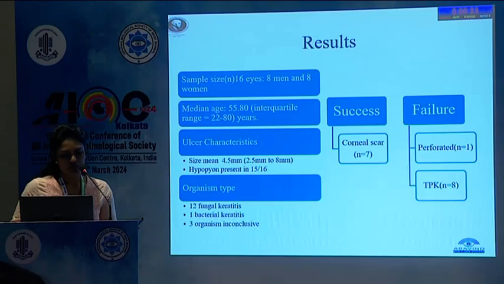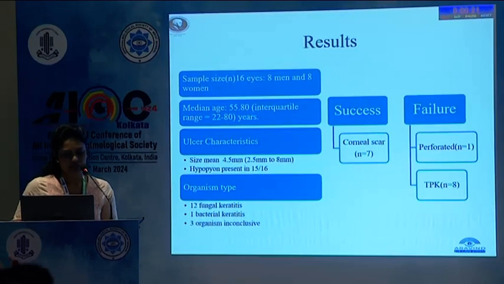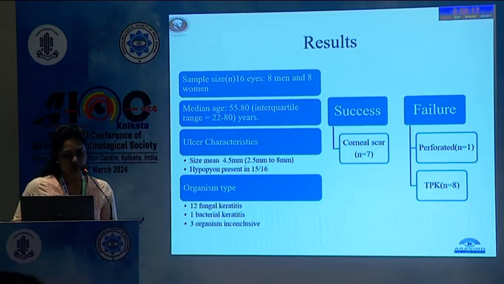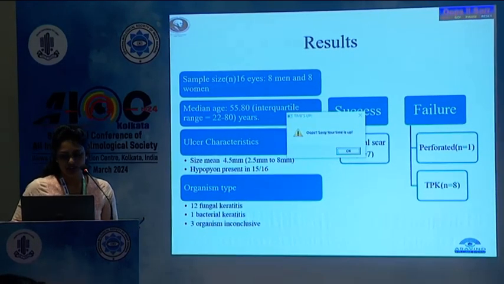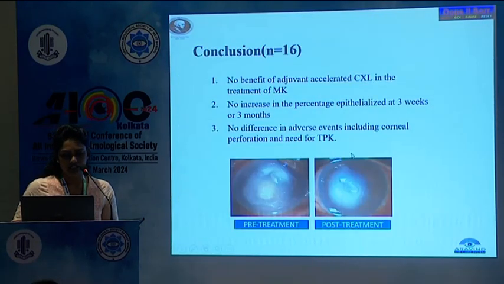Our results: out of 16 eyes, 8 were men and 8 were women, with a median age of 55 years and a mean ulcer diameter of 4.5 mm. Hypopyon was present in 15 out of 16 cases, with organisms including 12 cases of fungal keratitis, 1 case of bacterial keratitis, and 3 cases remaining culture negative. Of these, 7 cases showed complete healing with scar, 1 case underwent perforation, and 8 cases underwent TPK.